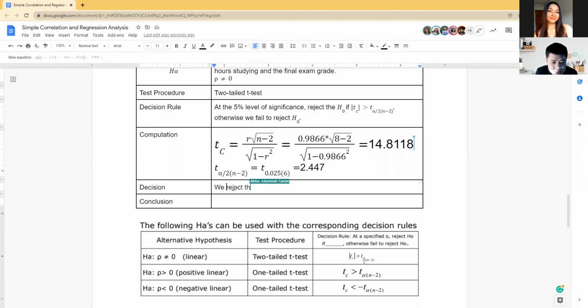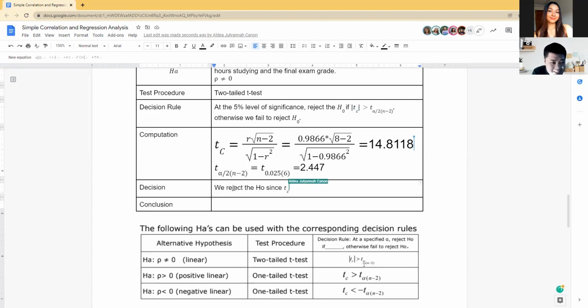The Ho, since TC, which is equivalent to basically the computed value of T, the absolute value of the computed value of T is greater than the tabular value. Very good, very nice. So what will be our conclusion?